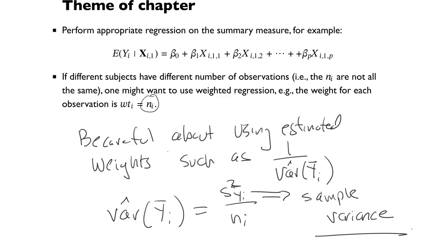It's just something else that comes up. If I don't have regular measurements, if everyone's weight is measured the same number of times, it's not an issue. But if I get irregular measurements, I can also use weights, but I have to be careful about weights because they can really create more instability than they fix.